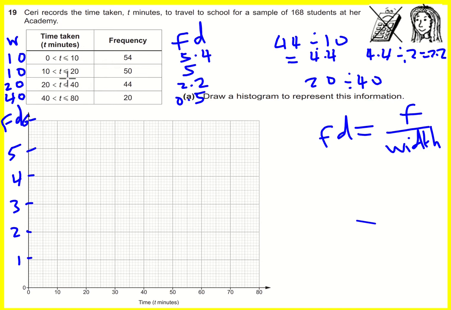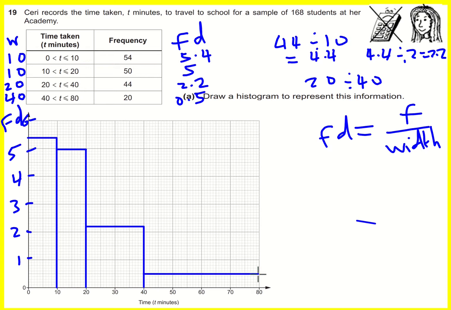So I've got from 0 to 10, I've got 5.4. I can see that each little square is worth 0.1, so it's going to be like so. Then 0 to 20 is 5. 20 to 40 is 2.2. 40 to 80 is then 0.5, and that's my histogram.